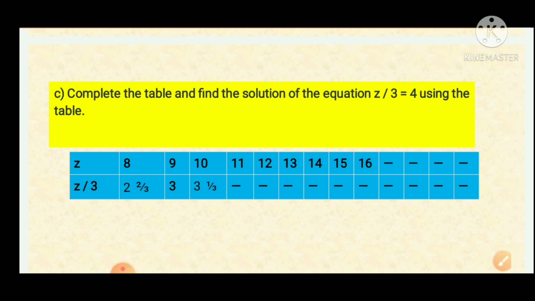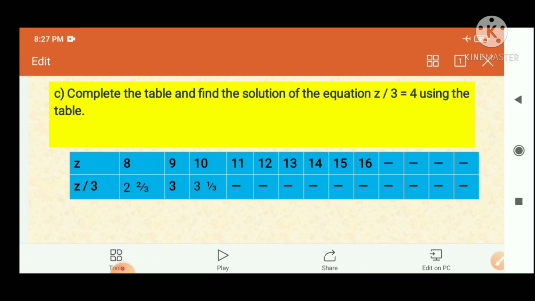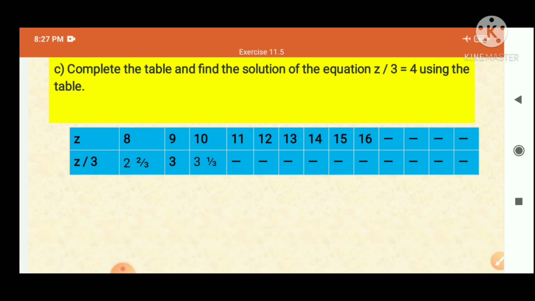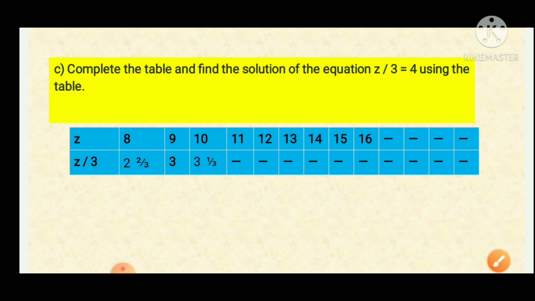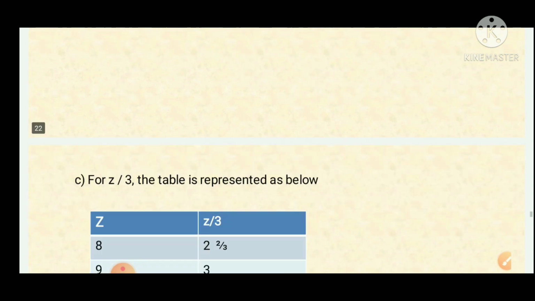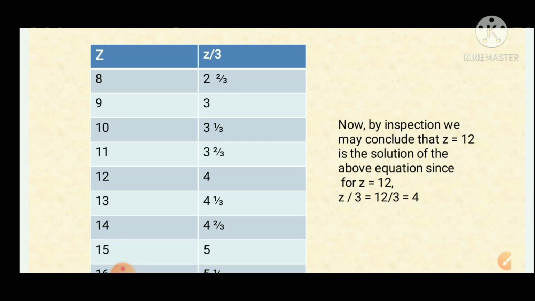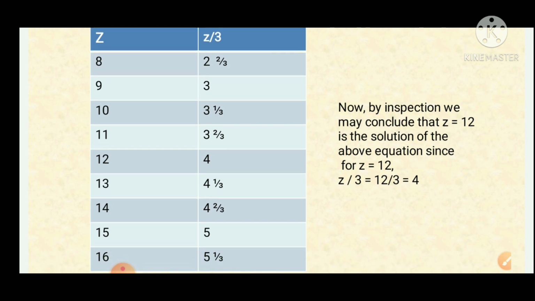Complete the table and find the solution of the equation z upon 3 is equal to 4 using the table. Here also we have to take value of variable z is equal to 8, 9, 10, 11, 12, 13, 14, 15 and 16. Now putting the value of z in the equation, we will find the solution of the equation. So see this table, here the value of the variable is given and its solution.